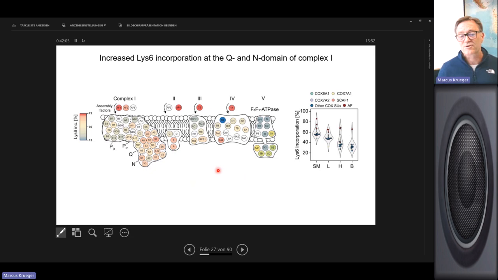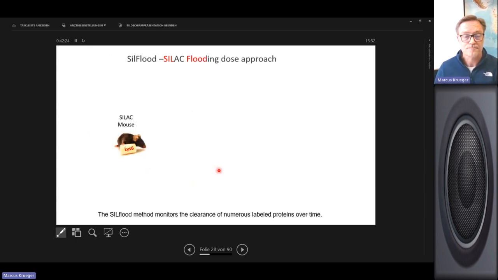Okay, this is just to also show you that this lysine 6 labeling might be able to verify and decipher the different subunits of a certain complex, whether they are equally labeled or there are differences in terms of assembly and in terms of turnover.